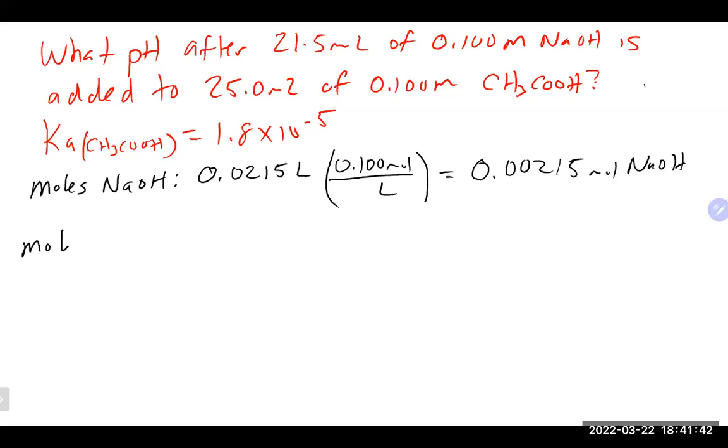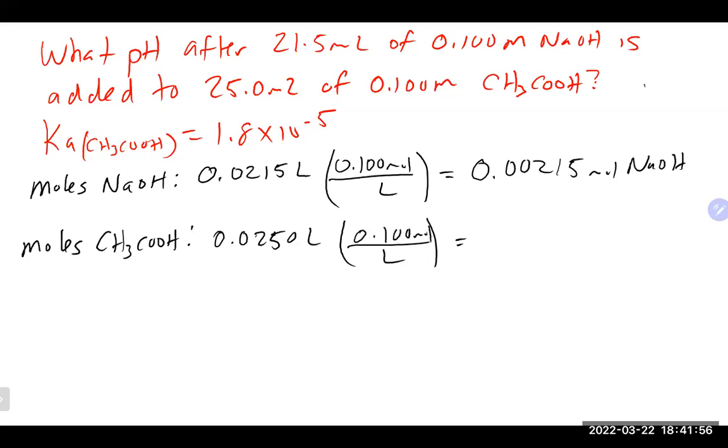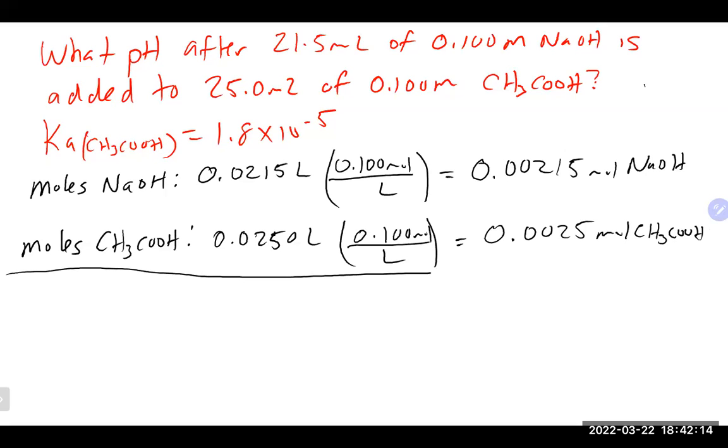We'll also get our moles of acetic acid the same way. So we have 0.0250 liters and our 0.1 moles per liter here. Again, our liters will cancel out, getting us 0.0025 moles of acetic acid. Any questions so far? Then we can go into our ice table here.